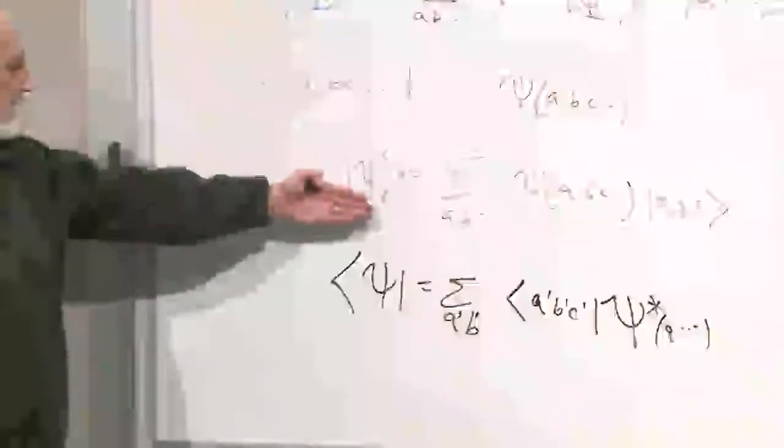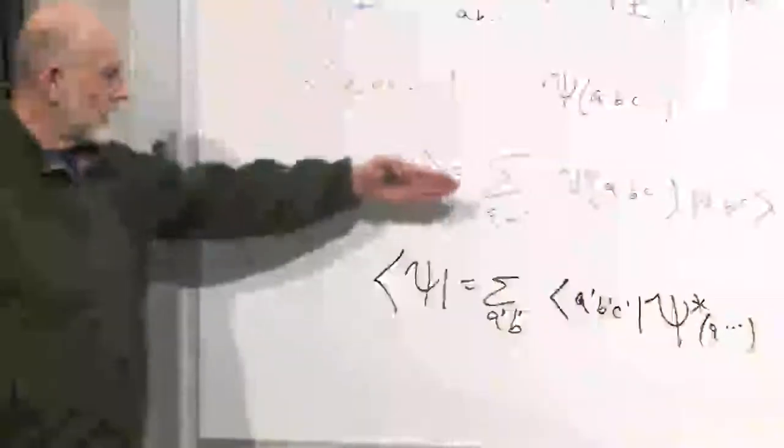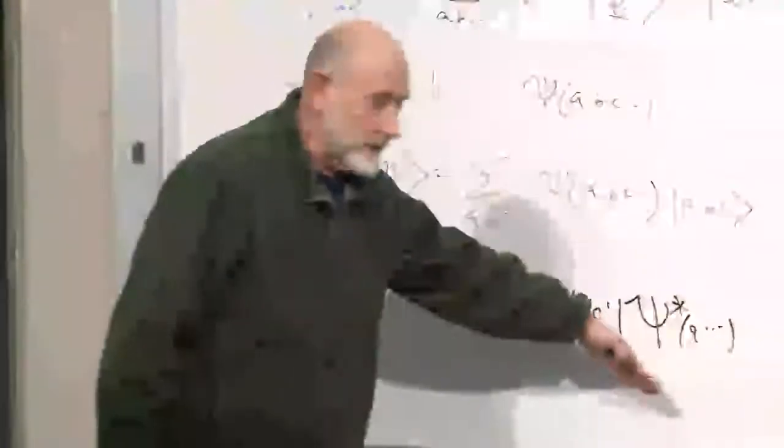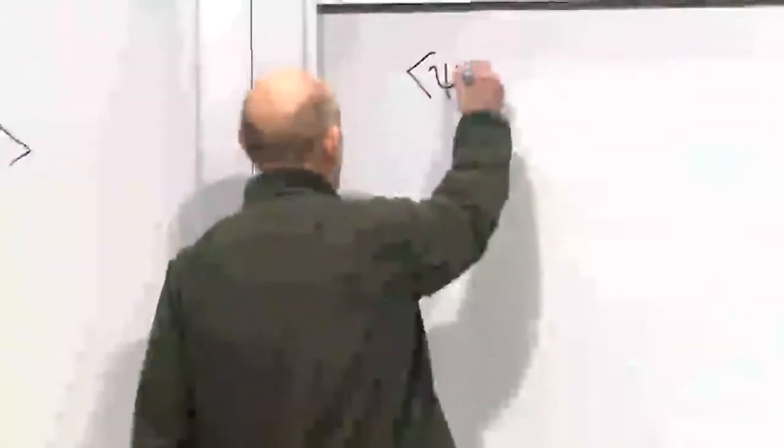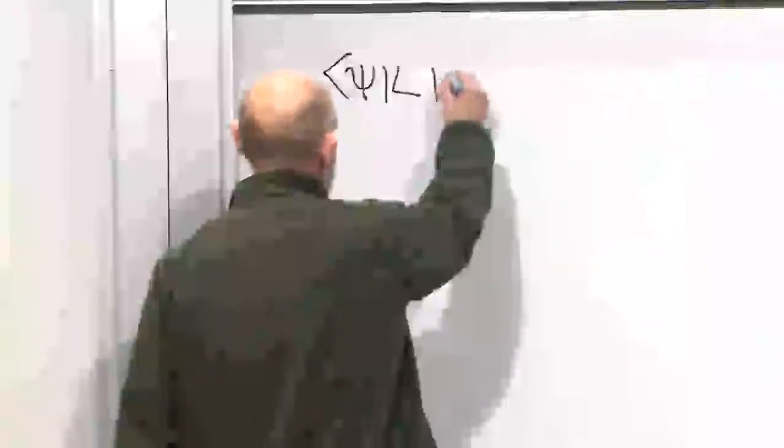So exactly the same kind of expression for the bra vector, except complex conjugated coefficients. Good. Now let's calculate psi L psi. That's the expectation value or the average value of L in the quantum state psi, and we do it just by plugging in.